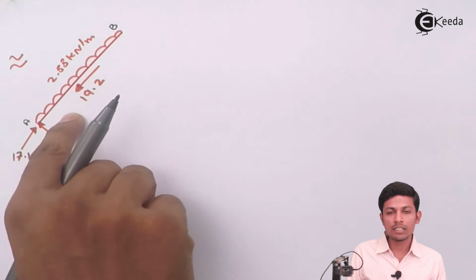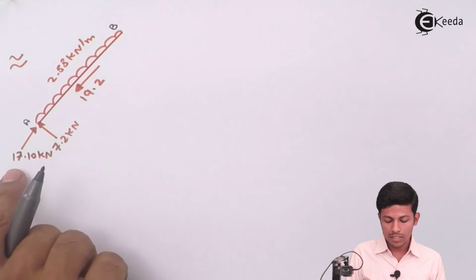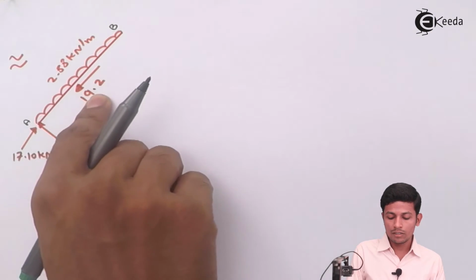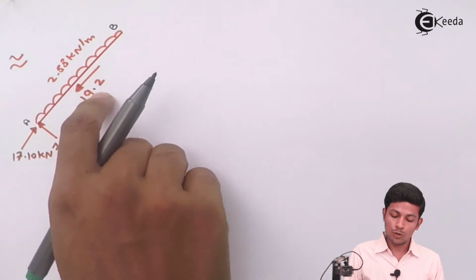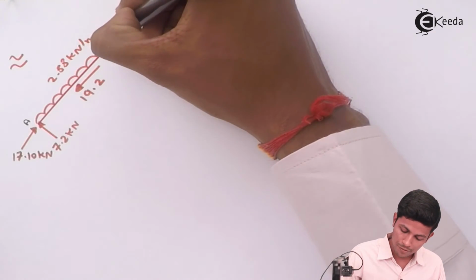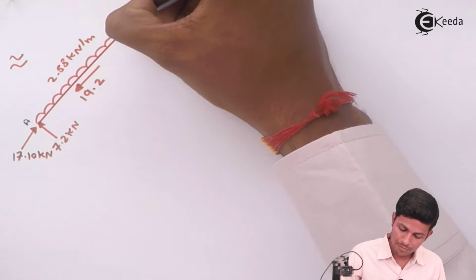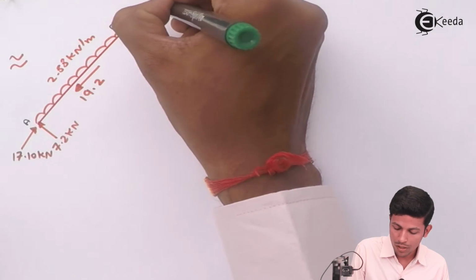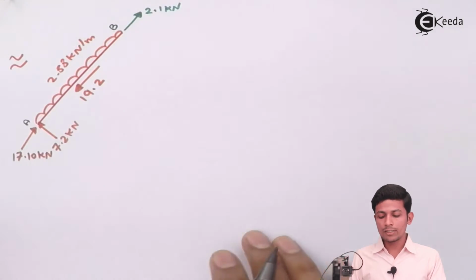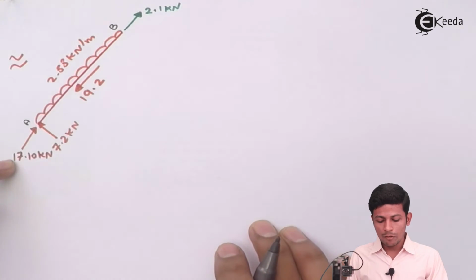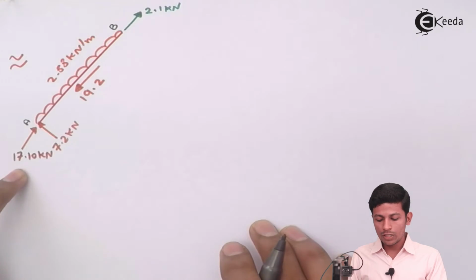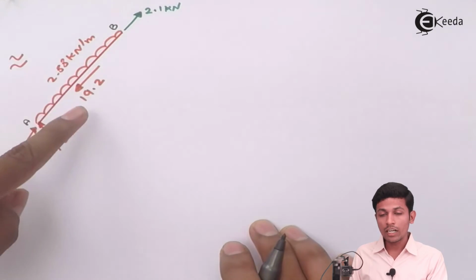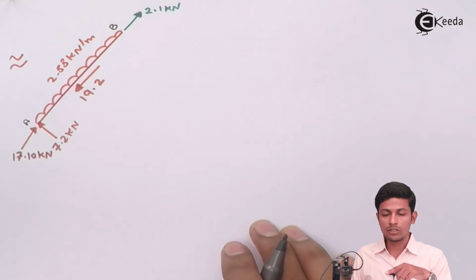This one going in this direction means negative, means 17.10, then 19.2. How does it come? It will come 2.1, and 2.1 will go upward here. This is 2.1 kilonewton. Now why is it going upward? Because see, 17.10 is going in this direction, 2.1 is also going in this direction. 17.10 plus 2.1 means 19.2 going upwards in this direction.